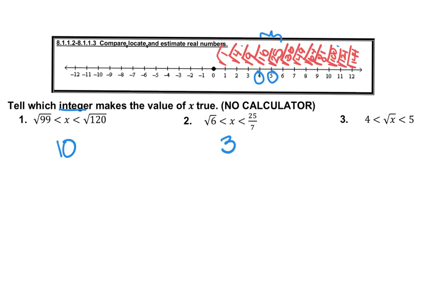Now, really, there's a wide range of numbers that would fall between. So this is equivalent to the square root of 16, and this is equivalent to the square root of 25. So x could be any number between 16 and 25. So we could say maybe 17, we could have 18, we could have 24. Any of those numbers would be acceptable answers to represent our x.